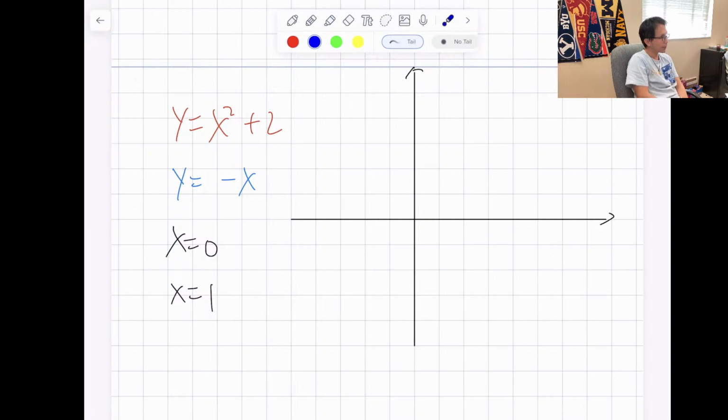How do you graph x squared plus 2? How do you graph y equal to negative x? How do I graph x equal to 0? How do I graph x equal to 1? Those are all important skills for your SAT.